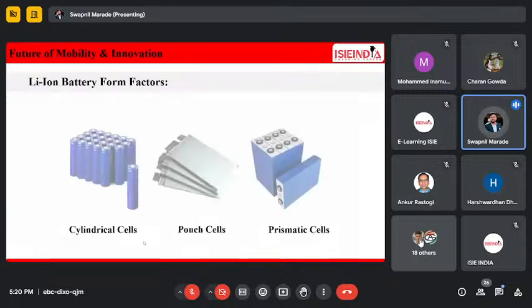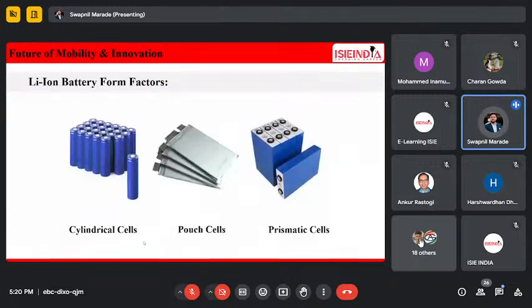Lithium-ion battery form factors are cylindrical cells, pouch cells, and prismatic cells. The cylindrical cells are used in electric two-wheelers as well as electric four-wheelers. Pouch cells are used in cell phones and laptops, etc. And prismatic cells are used to store the energy of solar power. Thereafter, you can use them in electric vehicles as well. So those are the secondary batteries which we can recharge again and again up to their cycle life.